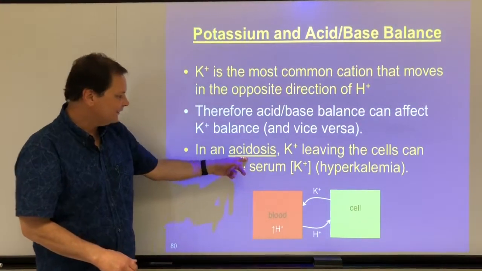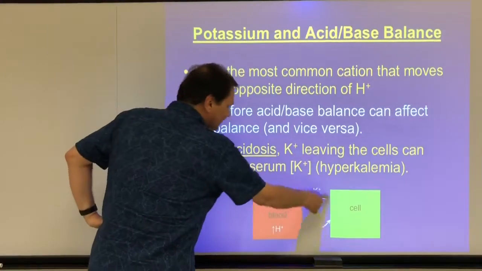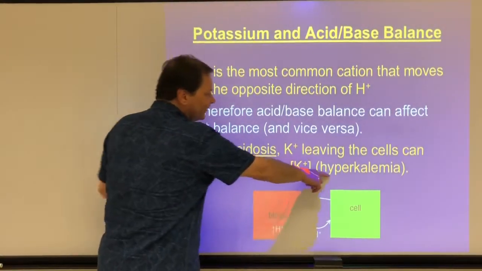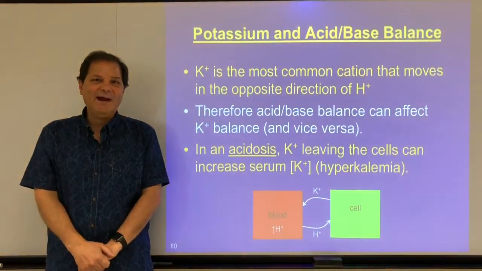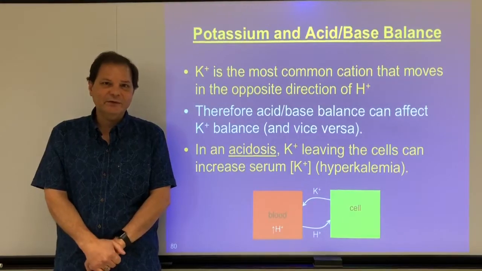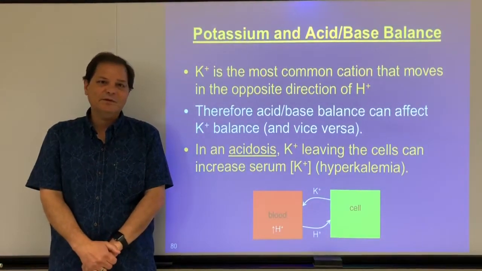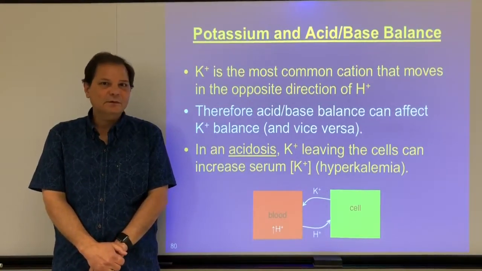So in acidosis, a drop in pH means potassium leaving the cells can cause an increase in serum potassium, or hyperkalemia. And of course, you know if you get hyperkalemia, that means bad things for your excitable cells. Your resting potential rises, and you cause all kinds of problems with the electrical responses in those cells.